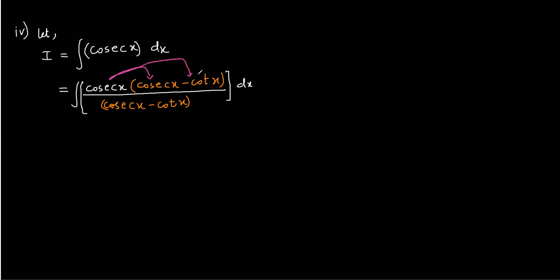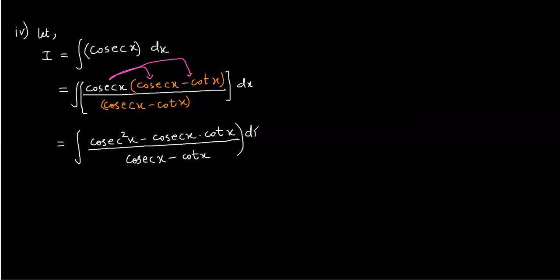So next what happens is we multiply this cosec x inside. This gets me integration of cosec square x minus cosec x into cot x, divide by cosec x minus cot x and dx. So here I have, therefore, I equals to cosec square x minus cosec x cot x upon cosec x minus cot x.